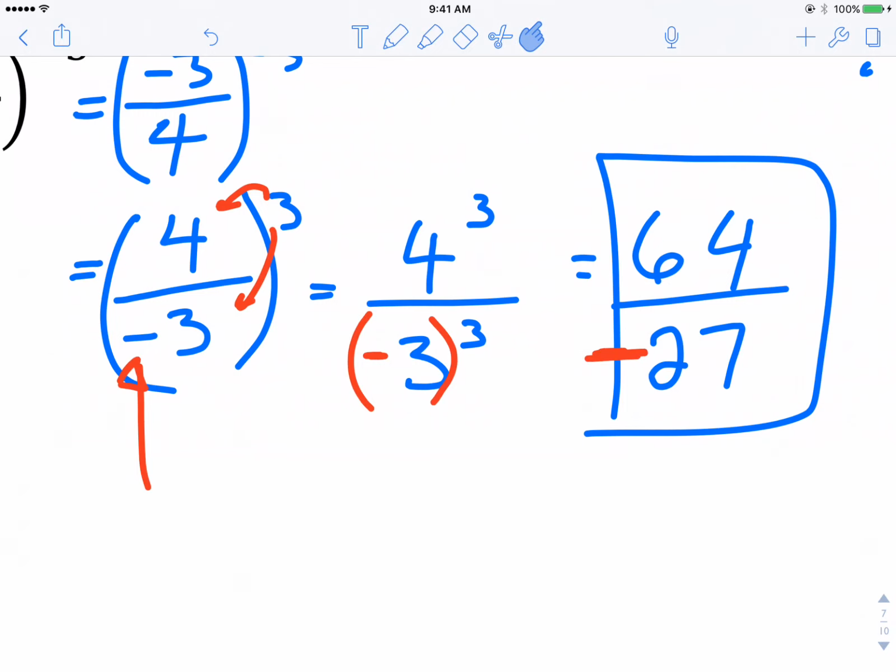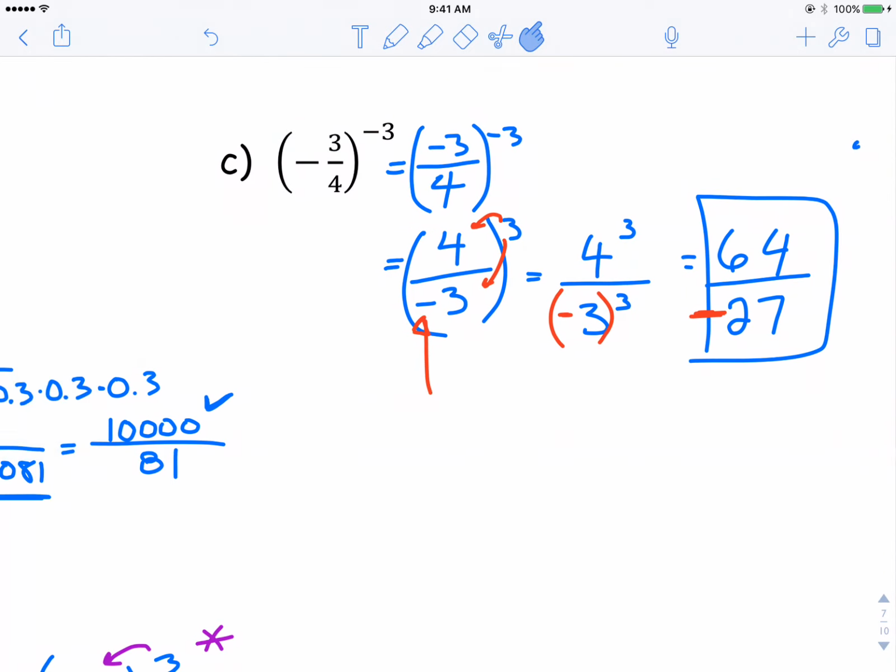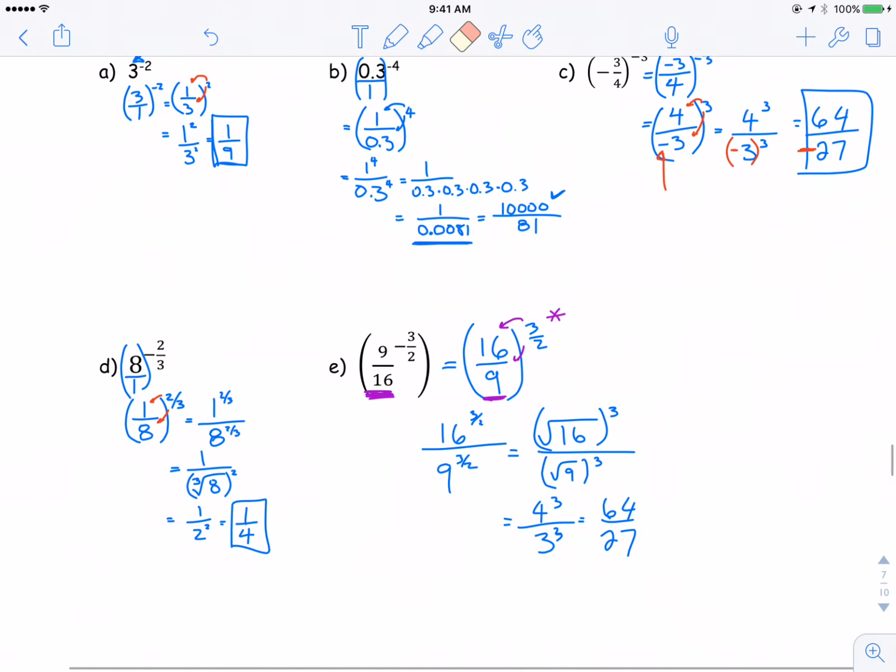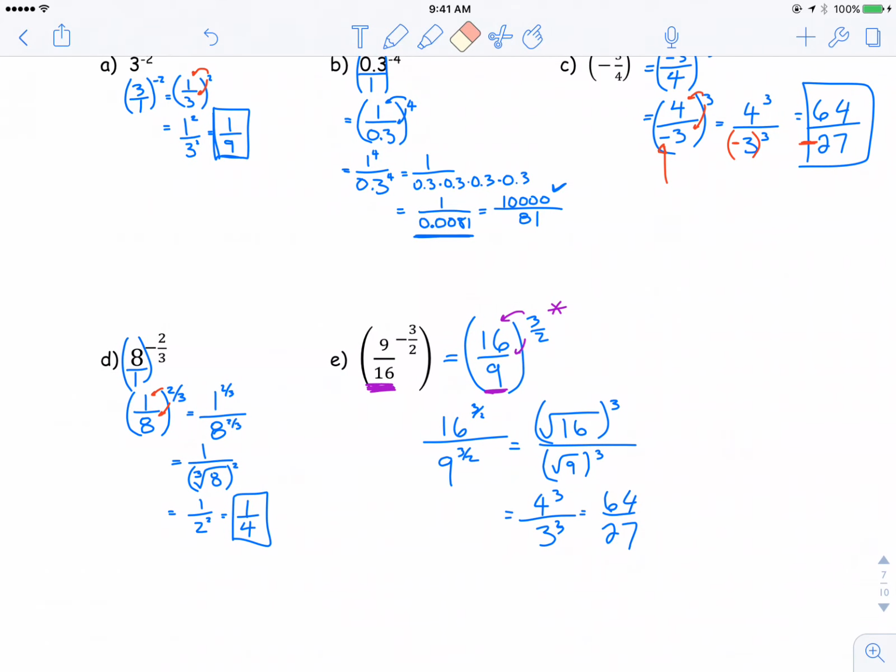So hopefully you picked up on that. If you didn't, well, now you've seen it. No different than what I really would have done in class, except maybe you might have caught me a little bit sooner than being at the end of my lesson. Yeah. So there's our examples with negative exponents.